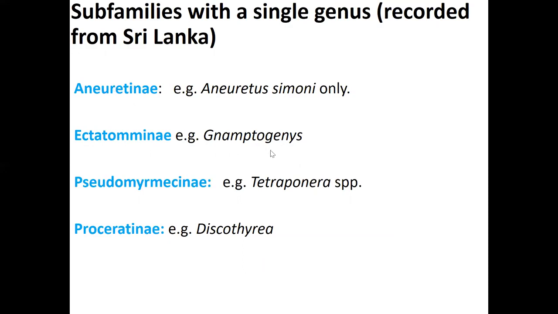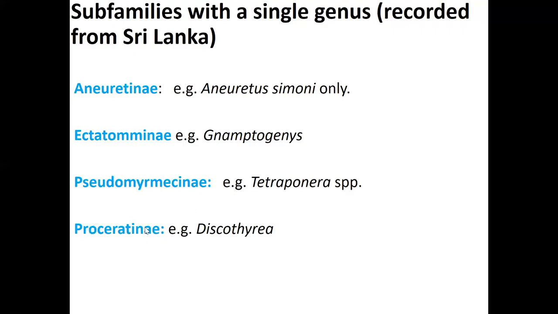And Ectatomminae, Gnamptogenys. Although this subfamily is mentioned under the Sri Lankan ants list, I have never found one yet. The only example is Gnamptogenys. And in Pseudomyrmecinae, Tetraponera species are there, one genus, Tetraponera. And I forgot to mention one thing: this subfamily Anuretinae includes many fossil species. That is why I mentioned this is the only extant species.